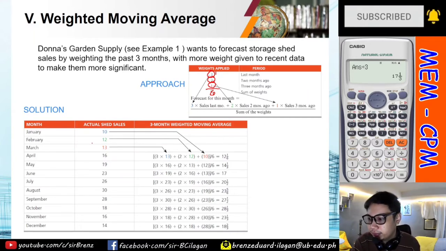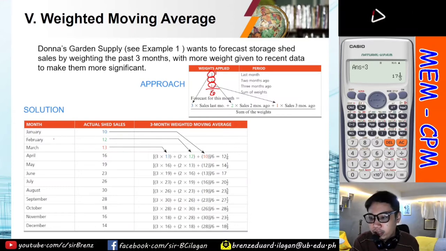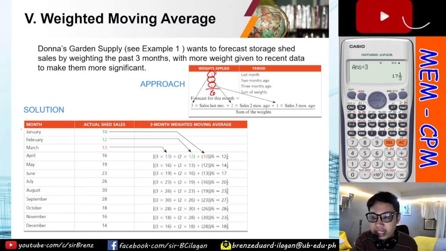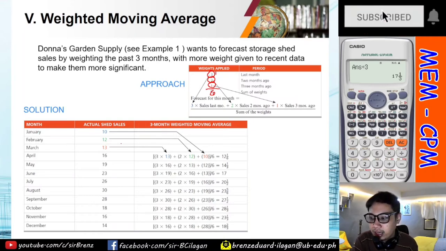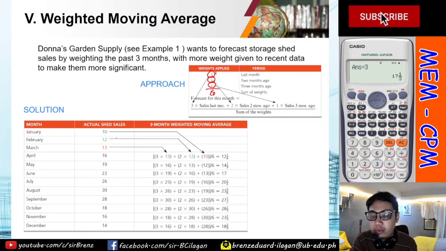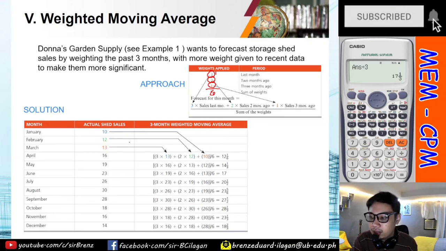Yung formula natin, ito. So the most recent month for April is March. Kaya yung 13 niya, ayan, i-multiply mo siya ng 3. Okay? And then plus yung 2 months ago, which is the value for February. So kapag 2 months ago 'yan, yung weighted value niya is 2. Okay? And kapag 3 months ago, so yung 10 i-multiply mo lang ng 1. So hindi na pinakita dito since any number multiplied by 1 is the number itself. Okay? Ayan. So divided by the summation of the weights, which is 6. So the answer for that is 12 and 1/6.